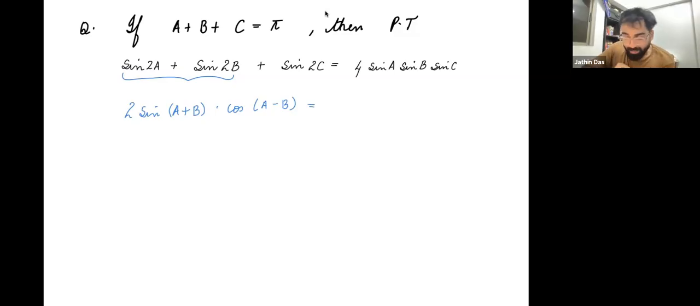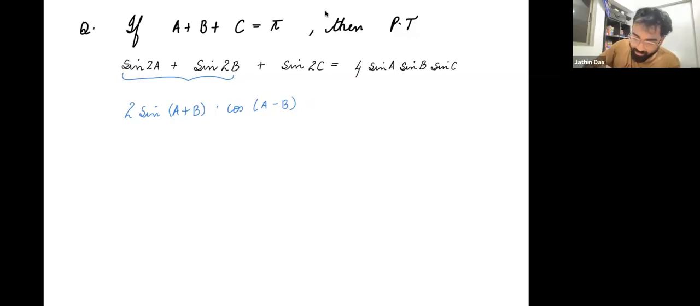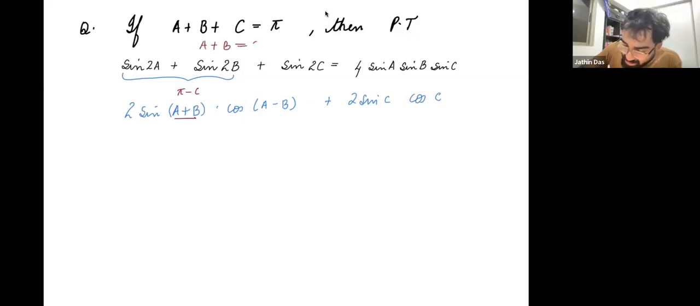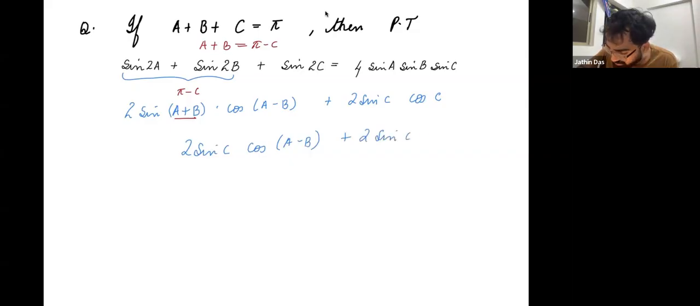Now, here it is showing 2c. But you can do one thing. 2 sin C cos A. Very good, excellent. 2 sine c cos c. Then you can think like this: a plus b is pi minus c. So what is sine 180 minus theta? Sine theta itself. So instead I'll write 2 sine c cos a minus b plus 2 sine c cos c.